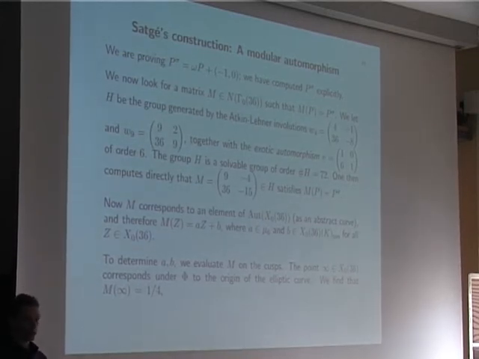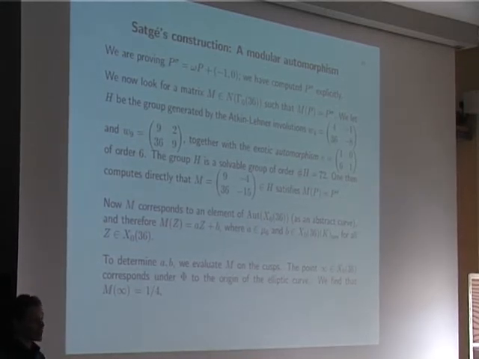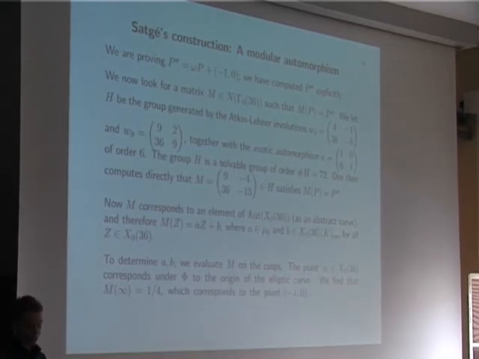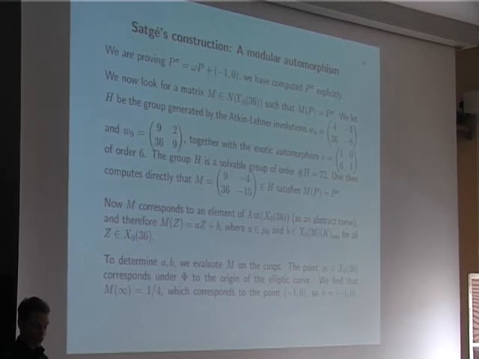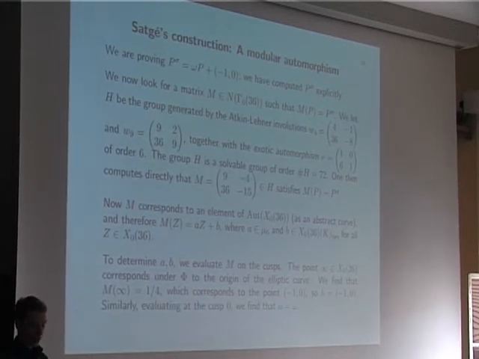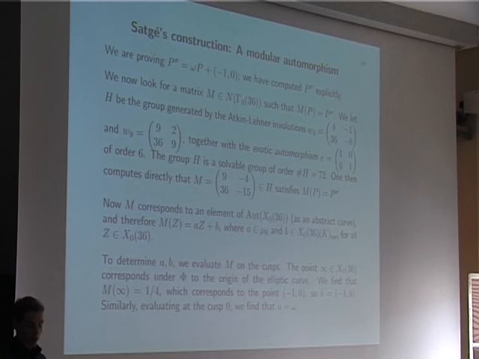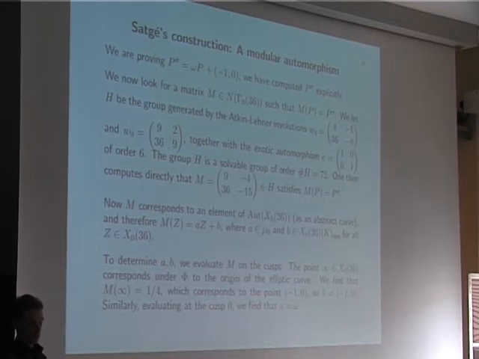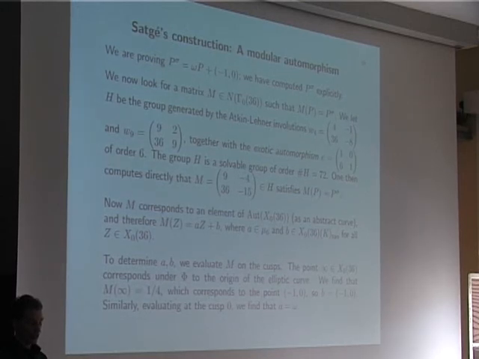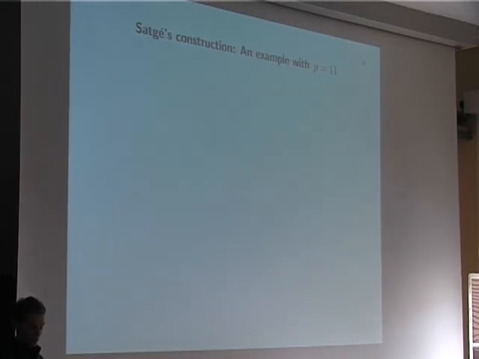Okay, so what's 1/4? That's another cusp. And so you can see its image under the modular parameterization, and it's this torsion point (-1, 0). So that means that b is equal to (-1, 0). And in a similar way, if you evaluate at the cusp 0, you find that a is equal to omega. Okay, so that means that we have now proven that m, let me go back.